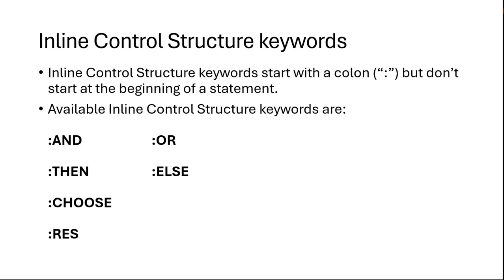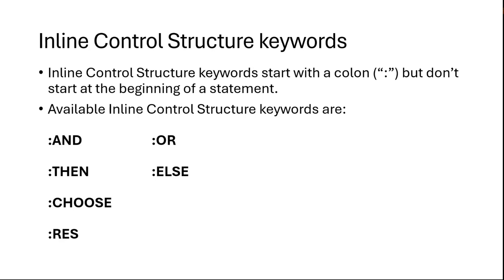But the keywords that we have for inline control structures are and, or, then, else, choose, and res. So we'll make examples for each of those. We've kind of looked at the and or already. They are sequentially evaluated for truth, and we can stop evaluating the continuing expressions as soon as we know, based on what we evaluated so far, what the overall truth or falseness of the expression will be. And as soon as we've determined that, we can stop the sequence.